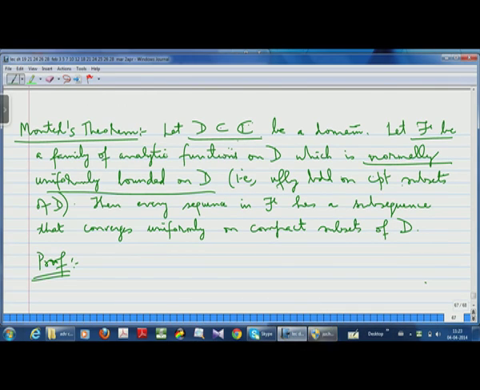So the first point I want to show is about this family. I am starting with the domain D in the complex plane, and script F is a family of analytic functions on D, and it's normally uniformly bounded.